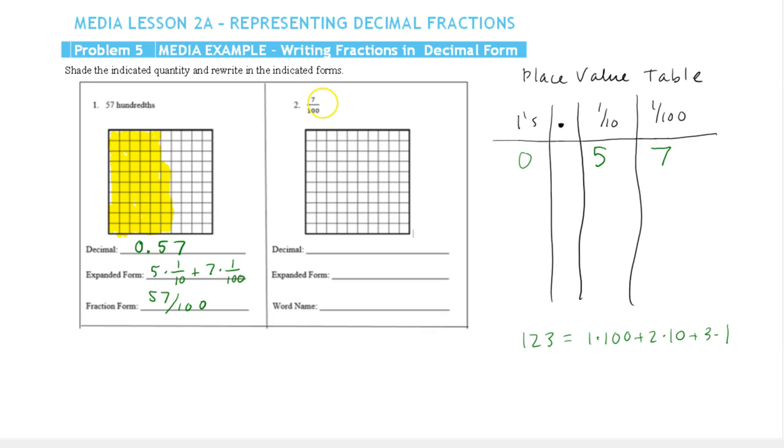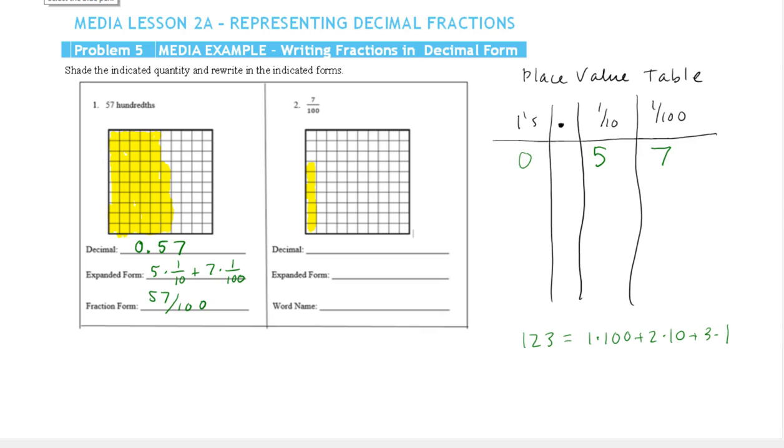Let's look at the next one, and it is 7 over 100. So that won't be a complete column. There would be no full orange strips. There would just be 7. So 1, 2, 3, 4, 5, 6, 7. So that's equivalent to 7 hundredths, where this is the unit of 1. Notice it's relatively small.